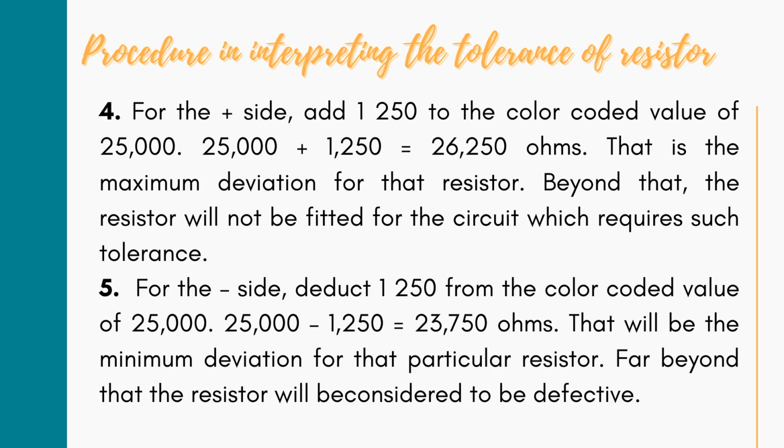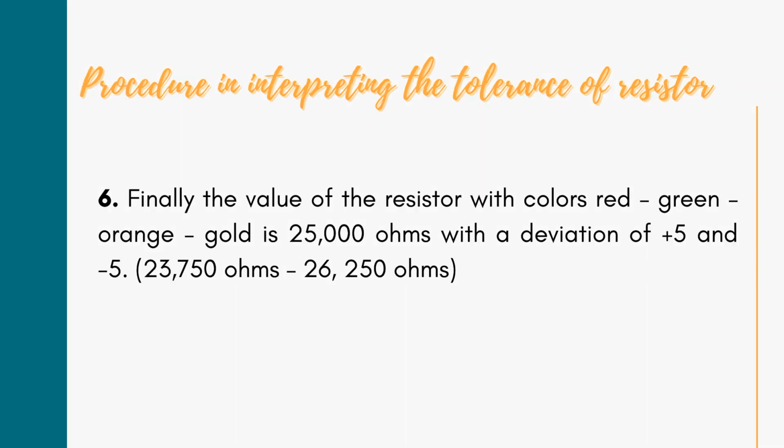5. For the minus side, deduct 1,250 from the color-coded value of 25,000. 25,000 minus 1,250 equals 23,750 ohms. That will be the minimum deviation for that particular resistor. Far beyond that, the resistor will be considered to be defective. 6. Finally, the value of the resistor with colors red, green, orange, gold is 25,000 ohms with a deviation of plus 5% and minus 5%: 23,750 ohms, 26,250 ohms.